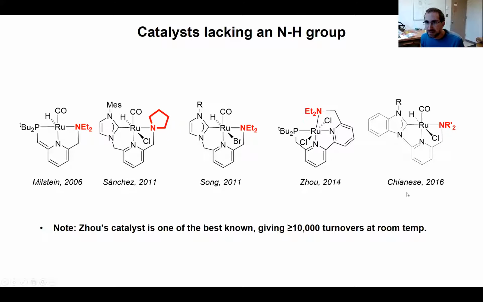And then in our group, we have developed some more N-heterocyclic carbene types of complexes here. A key difference between ours and the Song and Sanchez variants is the lack of a CH2 linker between the N-heterocyclic carbene and the pyridine rings.